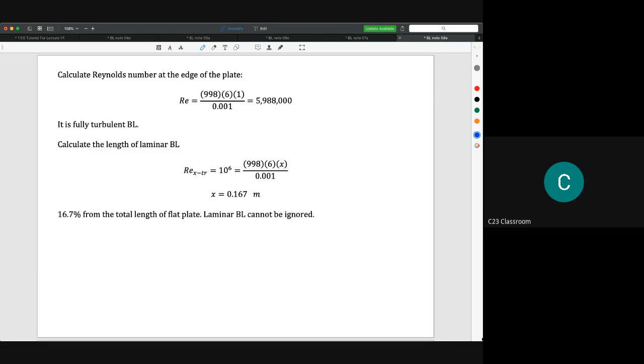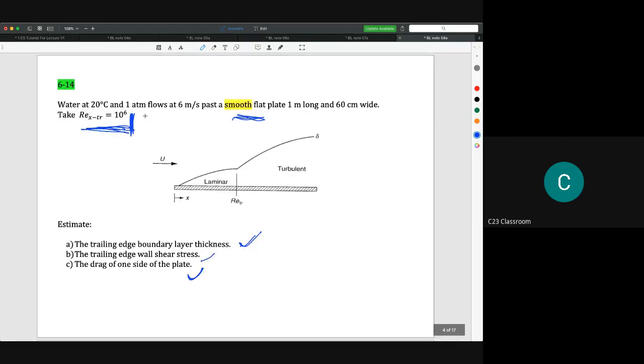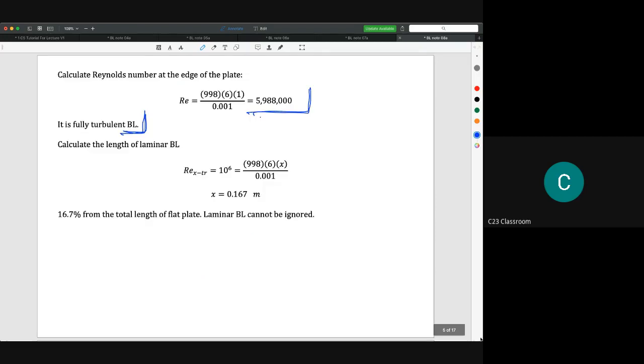So first we calculate the Reynolds number. We substitute all the values, so we get around 5,900,000. Okay, 5.9 or 6 times 10 to the power of 6. Okay, and then it is fully turbulent, because the limit is given here. The limit is 10 to the power of 6, and then it's fully turbulent.